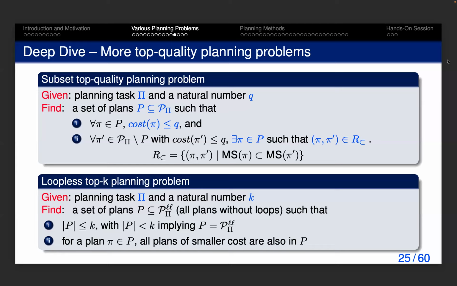So David introduced the loopless top quality planning, David and the colleagues, right? Well, top K planning, but top quality planning defines the same way. A loop is a sequence of state changes, right? So it visits the same state more than once. Yes.